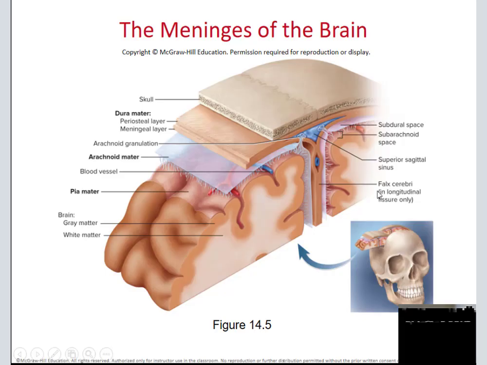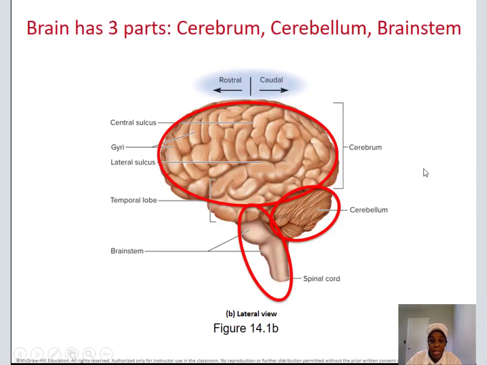Now, the brain is covered by layers. We call them meninges. That's why when somebody has infection of those meninges, we say meningitis. 3 layers after the bone: the dura mater, the arachnoid mater, and the pia mater. You see, the pia mater is very soft. Pia means soft. The dura means hard. So you got the 3 layers covering the brain. You see some kind of space between them, right? So the brain is really a well-protected organ.